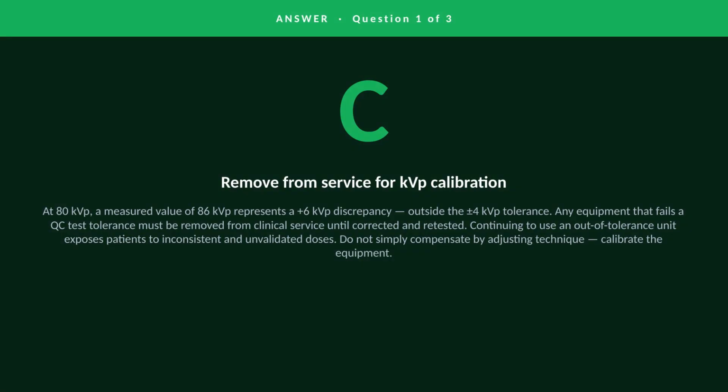The answer is C. Remove the unit from clinical service and arrange kVp calibration. At 80 kVp, a measured value of 86 kVp represents a plus 6 kVp discrepancy, outside the plus or minus 4 kVp tolerance. Any equipment that fails a QC test must be removed from clinical service until corrected and retested. To continue using an out-of-tolerance unit exposes patients to inconsistent and unvalidated doses. Adjusting technique to compensate is not acceptable, calibrate the equipment.